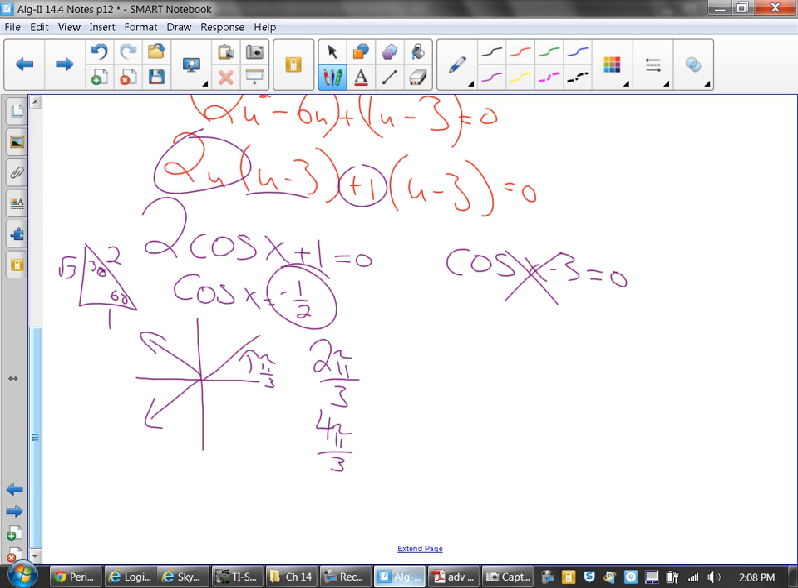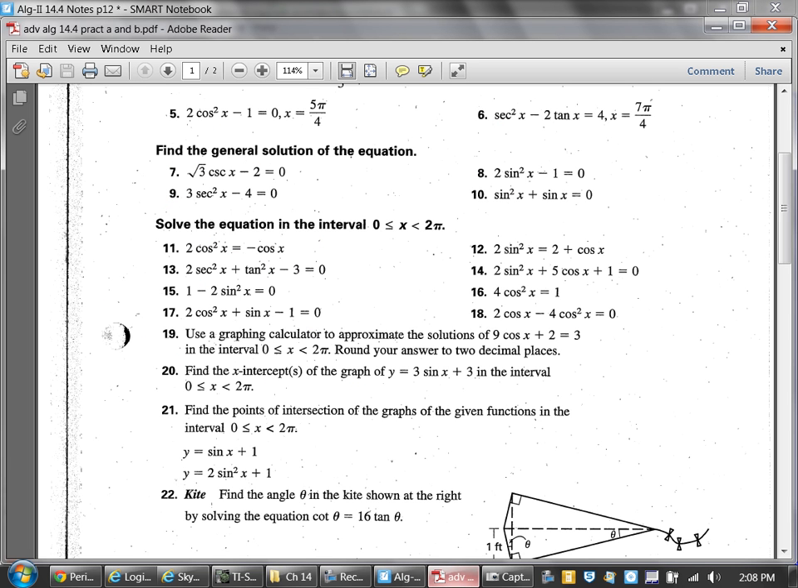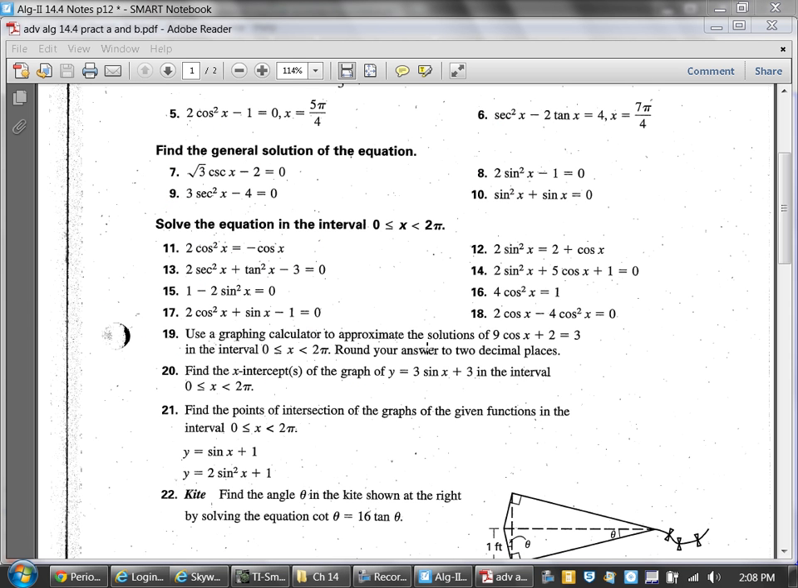Okay. What was the other one you guys were talking about? 17? 17 is the exact same thing I just did in 14, but instead of cosine squared, I'm going to set it equal to 1 minus sine squared. And you do the exact same thing, Richie. On 18, there's a little bit different thing to work with.